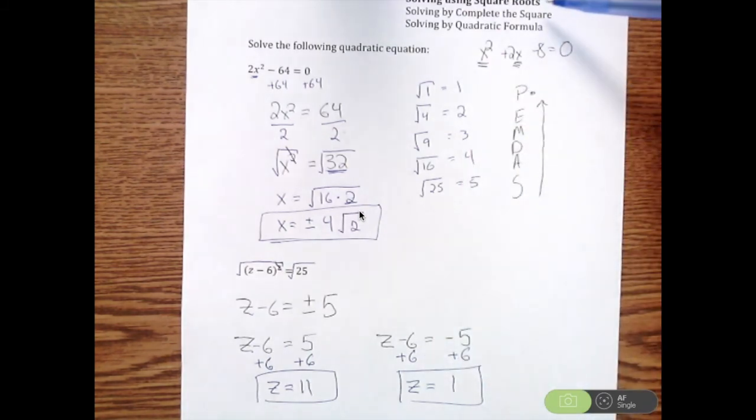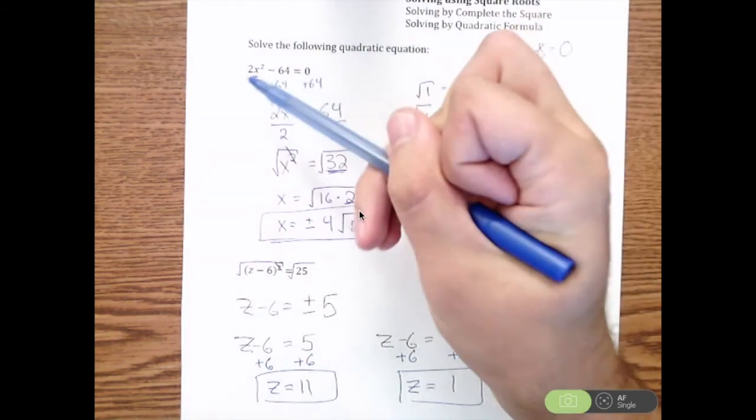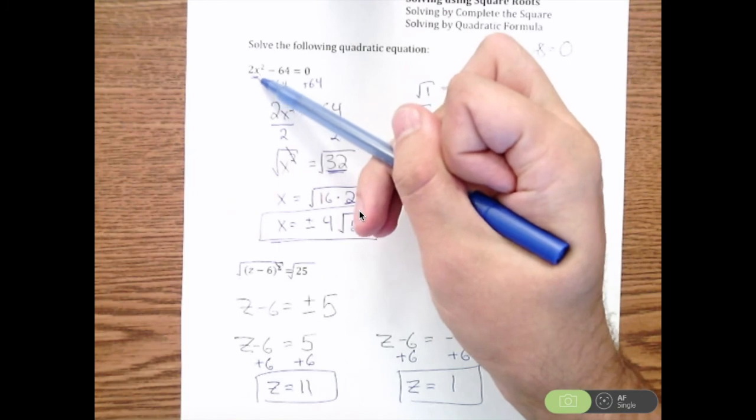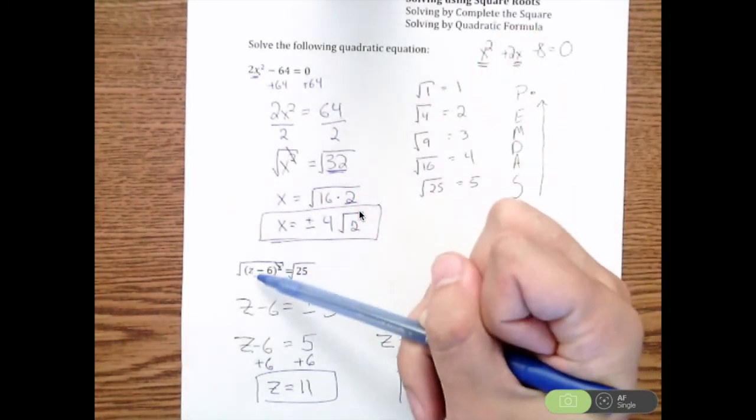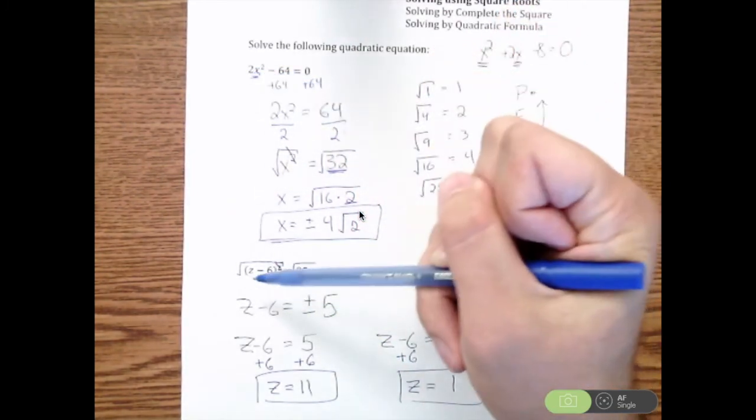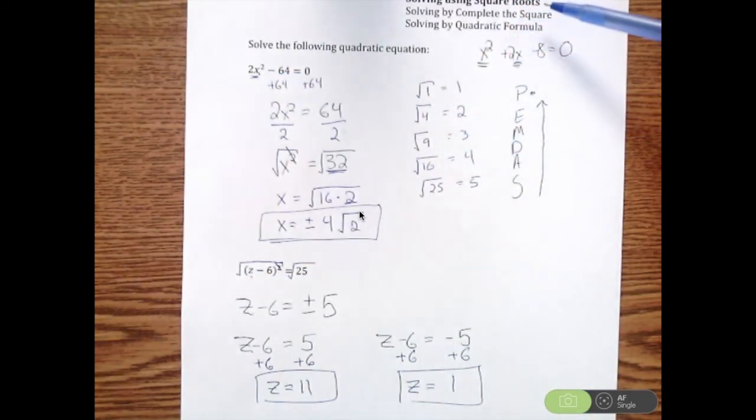Quick review: why we're using solving by square roots is because I see x show up only once in our equations down here, and z, so our variable is only showing up once. That usually is a hint to me that I can solve by square roots.